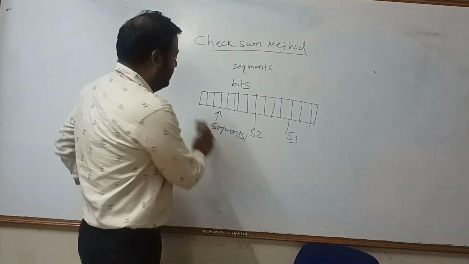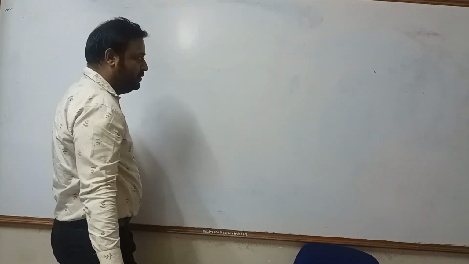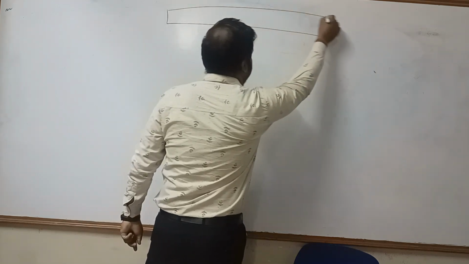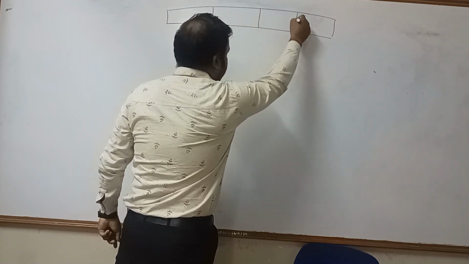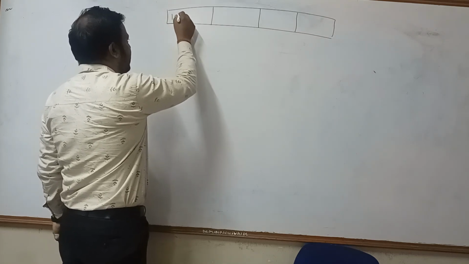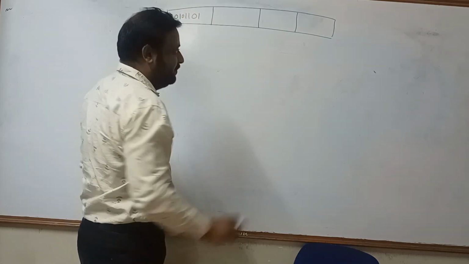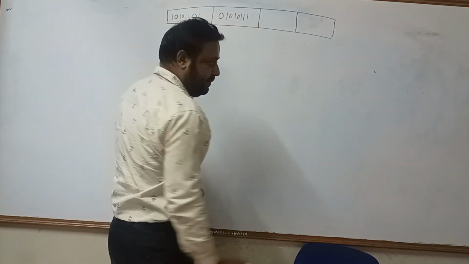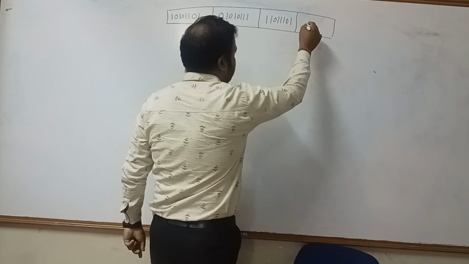Here we will take an example for better clarification. Suppose the sender is sending this piece of data. I am using 4 different segments here, and each segment has 8 bits. Suppose the first segment contains these 8 bits. Segment 2 contains these 8 bits. Segment 3 contains this, and segment 4 contains this.